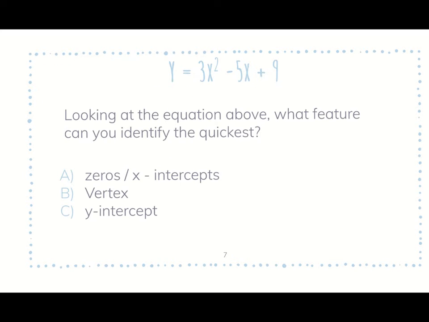All right, we've got our next form. We've got y equals 3x squared minus 5x plus 9. So this is standard form, ax squared plus bx plus c. We want to know, looking at the equation above, looking at standard form, what feature can you identify the quickest? So what does standard form tell us? The zeros, the vertex, or the y-intercept? Go ahead and make your selection.